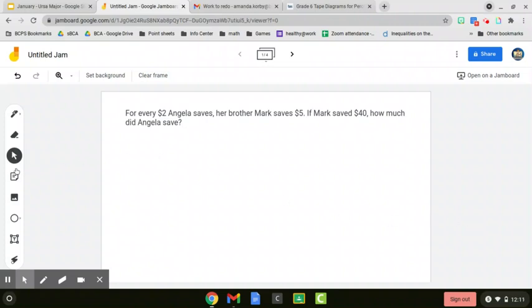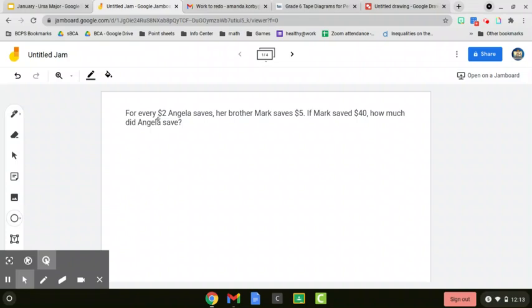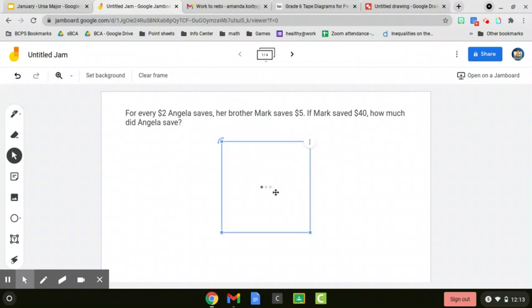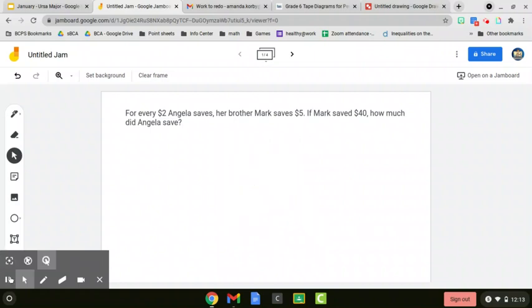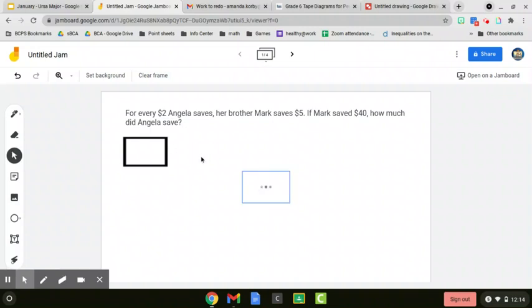The first thing I'm going to do is create my tape diagram. Okay, so we've got $2 for Angela. So we'll put a square in. Didn't quite work the way I wanted. Okay, so there's $1 and $2 for Angela. And then Mark will save $5.